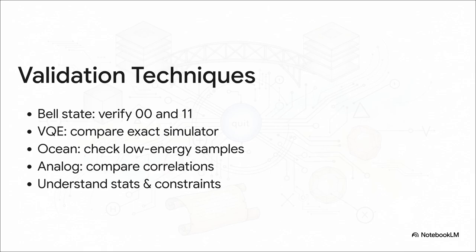For a Bell state, you validate that your expected samples are mostly 0, 0, and 1, 1. For an expectation value workflow, you compare your results against a small, exact simulator. For an ocean optimization model, you ensure low-energy samples practically satisfy the intended problem. And for analog schedules, you compare measured correlations against theoretical expectations.